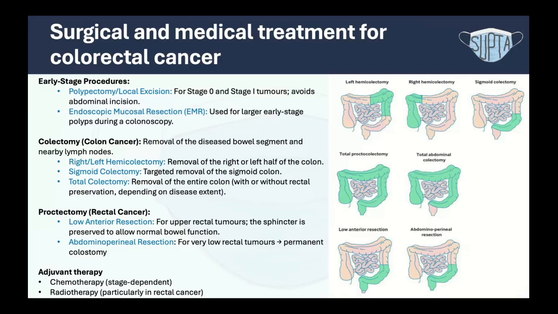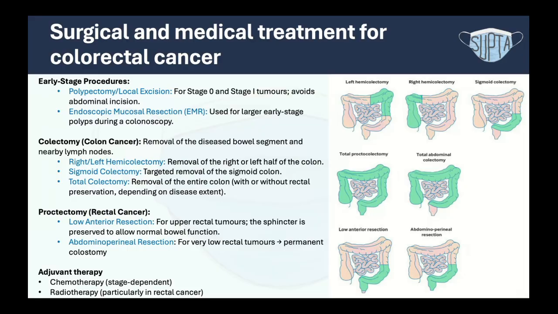And for larger early stage polyps that are still confined to the superficial layers of the bowel, an EMR might be used. So this involves injecting a solution, usually a saline solution, under the lesion to lift it up from the muscle layer, and then you can use a wire snare again to place it around the lesion and cut it off with electric current.